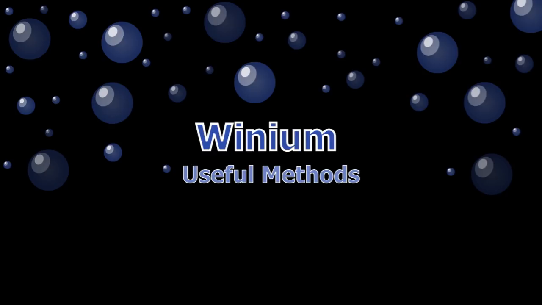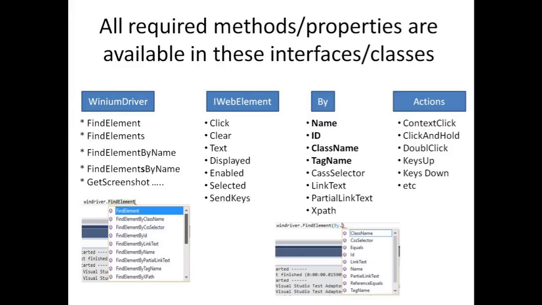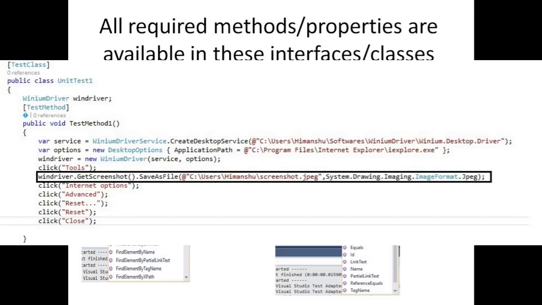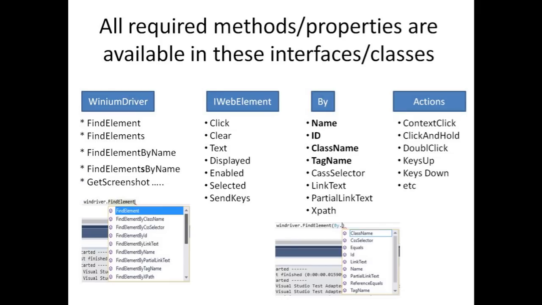Whatever functionality you want from an automation tool to automate your Windows application is available in these three classes and one interface: Winium driver, IWebElement, By, and Actions class. We have already seen some of these working in the previous videos, like how to create a Winium driver object. I have also covered the ways an element can be found, getting the screenshot, etc. Let us discuss a little bit about all these methods now, so that you can get an idea that these methods are available and you can use them. If you are from a Selenium background, then I believe that you don't need much explanation about these methods, as you must already be familiar with them.